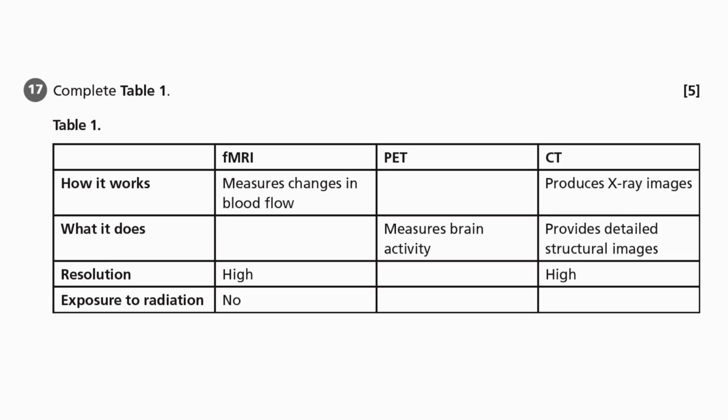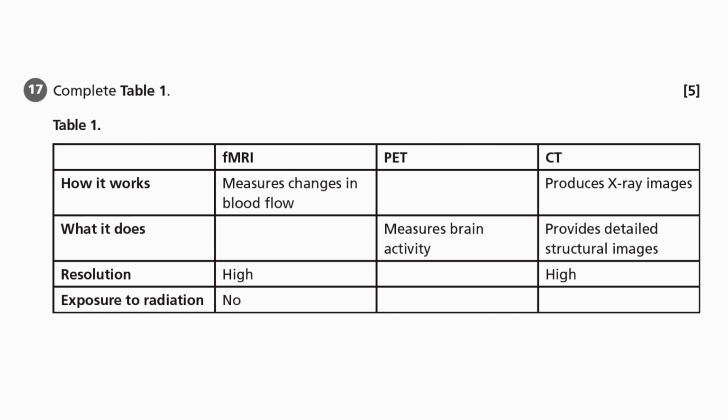This is question 17 in the brain and neuropsychology topic. The question says complete table 1 for 5 marks. So this is a table, and at the top it's got the 3 different methods of scanning the brain. So you've got an fMRI, a PET scan and a CT scan. And then down the side you've got how it works, what it does, resolution and exposure to radiation.